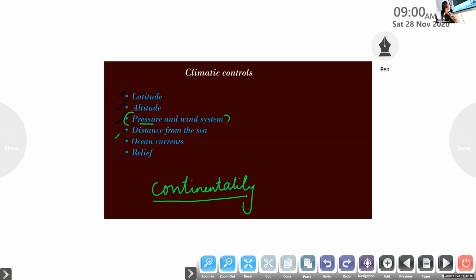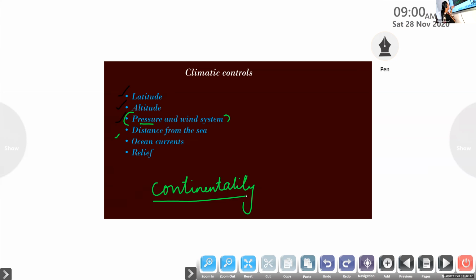For places near to the sea, the severity of temperature is very less. They experience moderate climate. Places far away from the sea experience severe or extreme weather condition. Clear? Yes, ma'am.